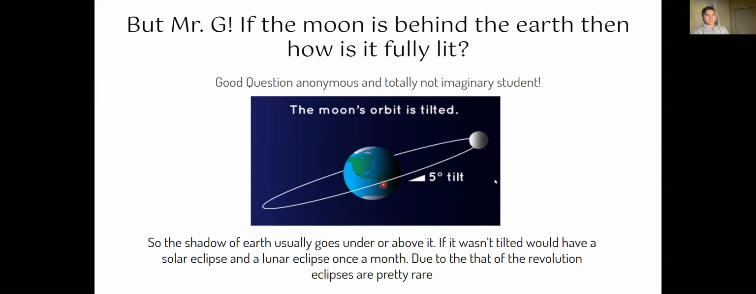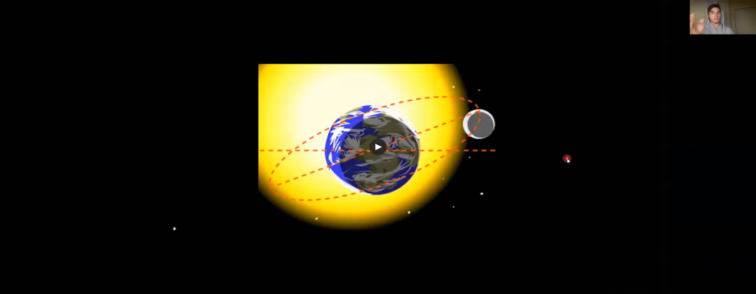So when the shadow comes through from the sun, it's either above or below, so we can still get a full moon. All right? It's like our axis is tilted, its revolution around us is tilted, and that allows us to see it. If it was not tilted, if it was flat, we would have a lunar eclipse and a solar eclipse every month, because it would completely block out the sun at one point and completely block out the sun from it at one point as well. But they're much more rare because of that tilt.